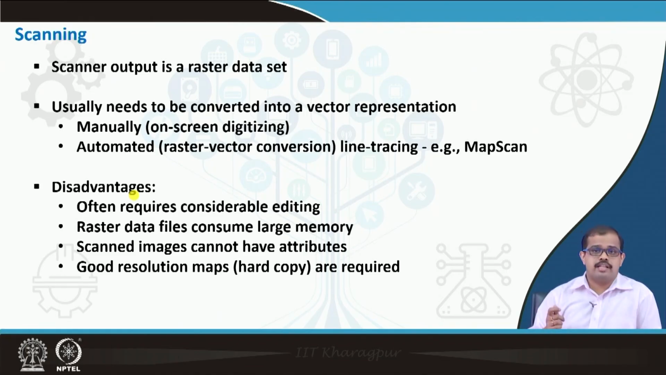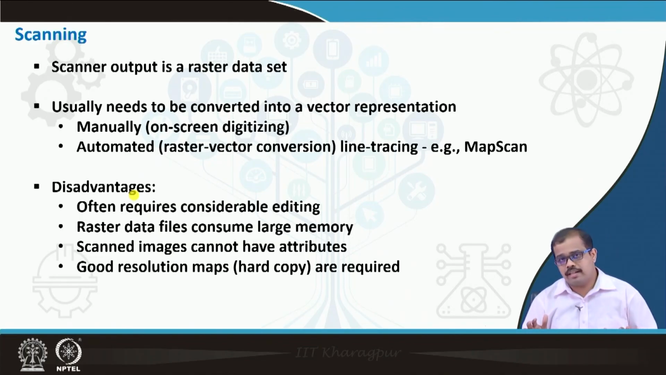So scanned images, unless these are geographically connected and then the database is created, only then can you have attributes. You can extract attributes from the scanned images, but they cannot have attributes by themselves once you have scanned them. Good resolution maps are extremely important in order to create scanned data.